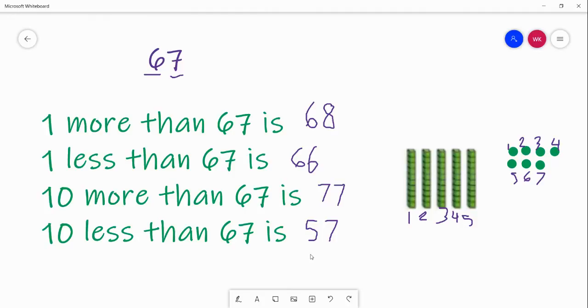So that was you guys doing it with me. I hope that you guys drew out the tens rods, drew out your ones cubes, and you also wrote these out.